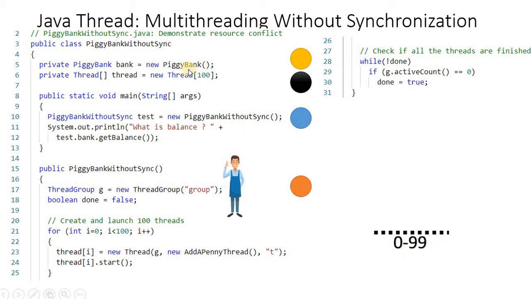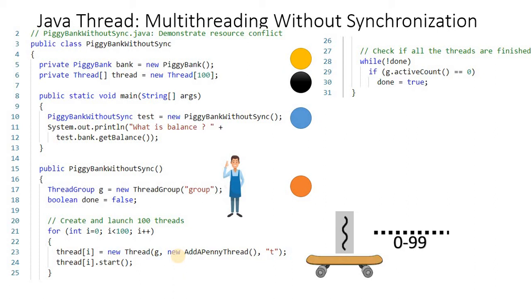Alright, so we are studying multi-threading. In multi-threading, we use the start method. What is the start method? It makes the thread runnable. So the thread is ready for running. It's not running at the moment, but it's runnable.